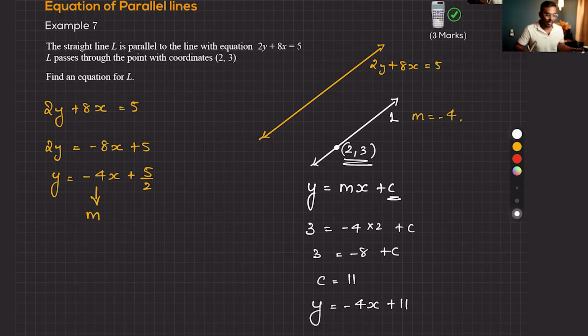Why would it not be 1 by 4? Because, Afnan, this is not perpendicular lines. These are parallel lines, correct? That's why. Did you understand? It says parallel. So read the question very well. Okay, so that is all about a parallel line.